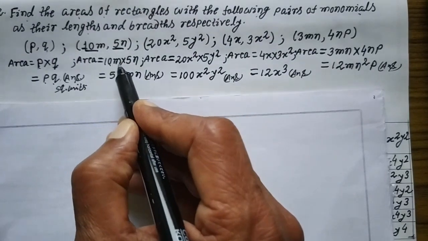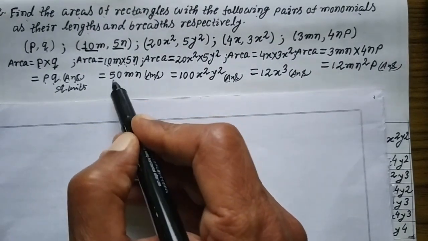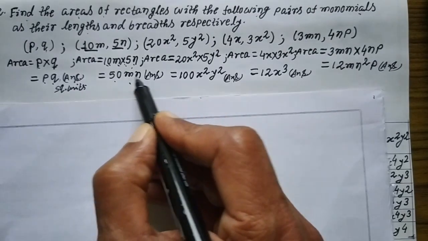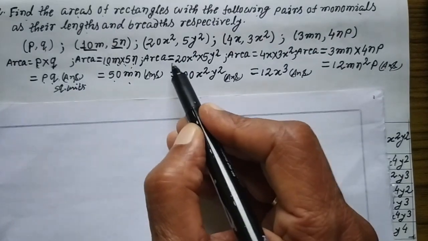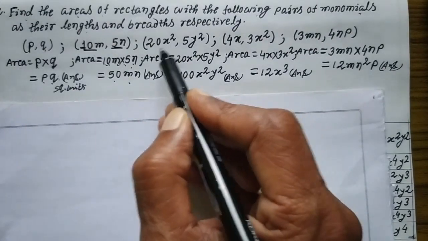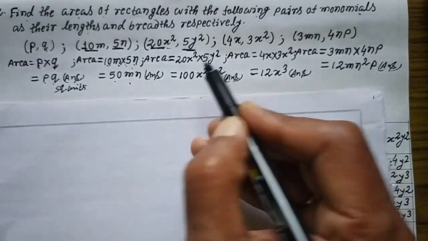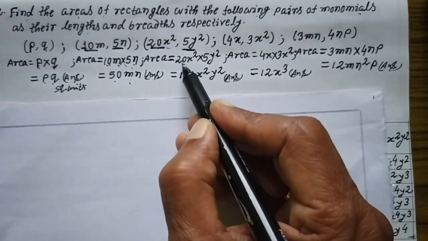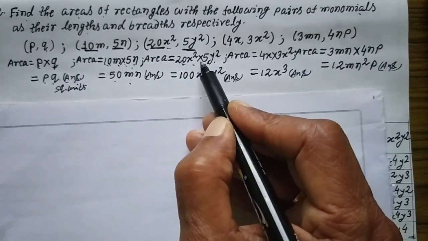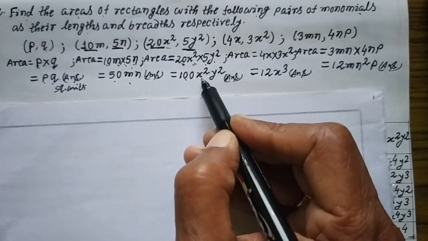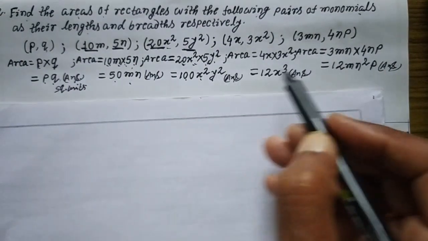So area, length into breadth, this part is the length and this part is the breadth. So 10m into 5n. So 5 tens are 50, 50mn. Okay, m and n are not the same variables, so m and n will be adjusted. Here the 2x square is the length and 5y square the breadth. So this will be the length into breadth. Okay, 20x square into 5y square, 5 times 20 is 100, and x square and y square bases are not same, adjust x square y square.